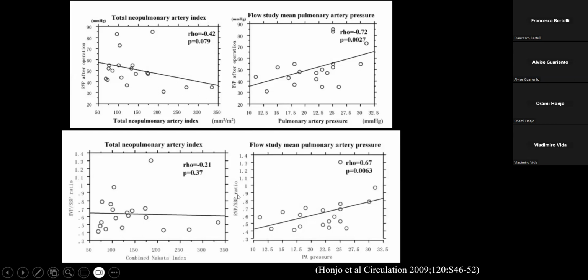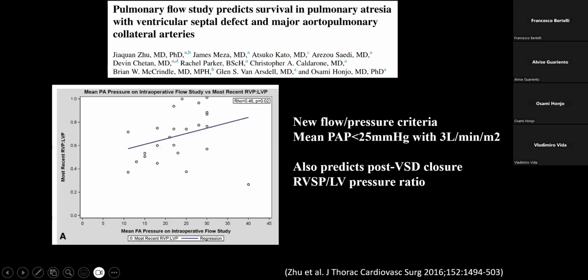That's also true for the correlation between the PA pressure by the flow study and the RV to systolic pressure ratio. So this is really important. And as I said, we changed the cutoff PA pressure to 25 with a much higher flow, 3-liter index, in the last 10 plus years, and it does have a similar trend in terms of correlation between the PA pressure and RV-LV ratio.